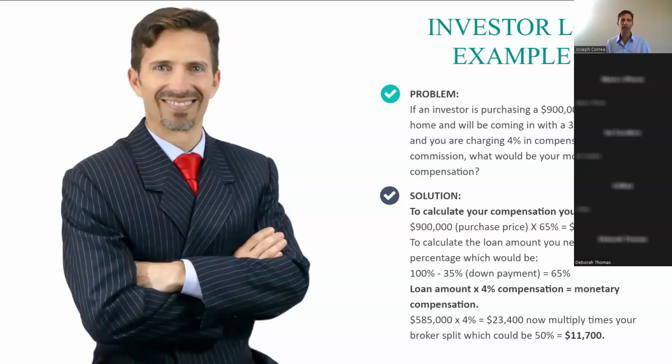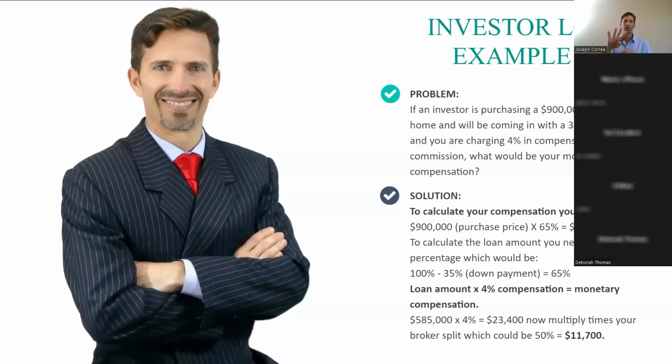So this investor is purchasing a $900,000 multifamily home, and they're going to be coming in with 35% as their down payment. And you're going to charge 4% in compensation or commission. Back in 2008, when real estate went down and there was a bunch of issues with legislation, a lot of people decided to change the name of how loan officers are paid. They wanted to use the word compensation instead of commission, but it's still commission. It's based off the loan amount. That's what it really is. Now, let's calculate how much your compensation is going to be based off 4% in terms of commission.